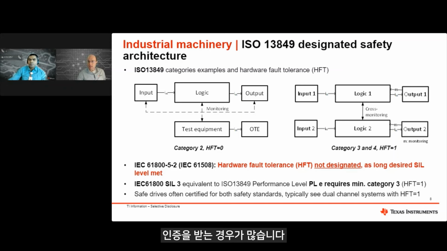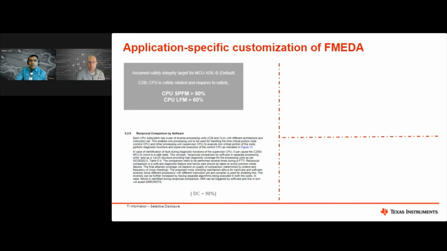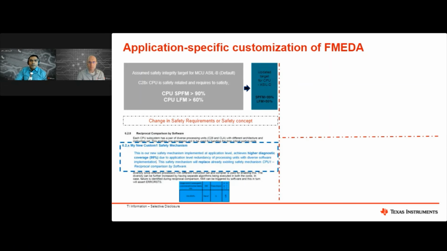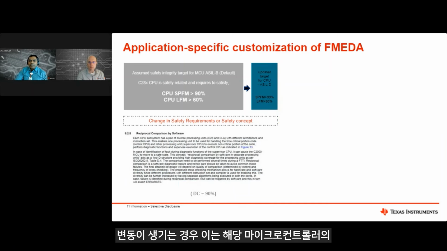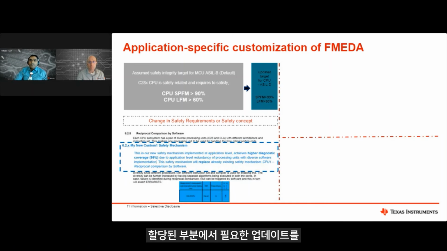For example, here, the reciprocal comparison by software is by default associated with the CPU single point faults, and is claimed to have 90% diagnostic coverage. When there is a change in the application level safety requirements, it drives the updates required in the requirements allocated to the microcontroller. Additional safety mechanisms may be required to be defined to meet the new goal. The new safety mechanism will need to be associated with the failure modes of the respective CPU parts of the MCU. The effect of this action needs to be verified by recomputing the hardware metrics at the part level and also at the MCU level.